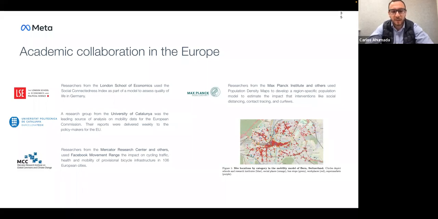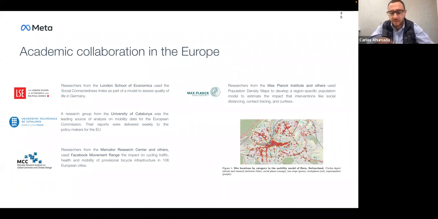We have also collaborated with the Mercator Research Center and other institutions using Facebook movement range maps, the one that I said measures how people were moving during the day in areas of 600 square meters, to analyze the impact on cycling traffic, health, and mobility of provisional bicycle infrastructure in 106 European cities.